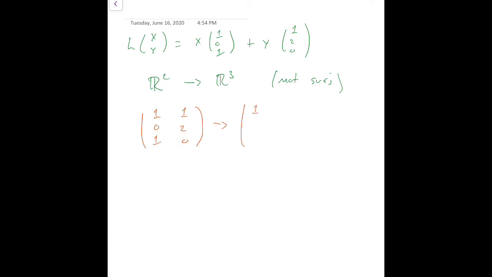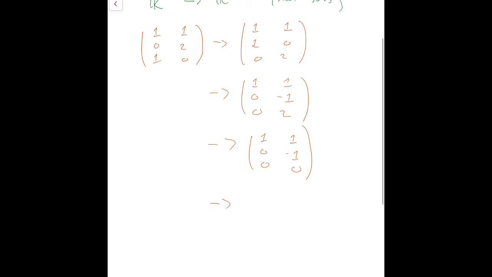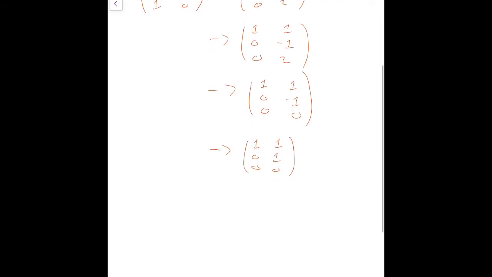So I need to swap the second and third rows. Okay, I'm going to subtract row 1 from row 2. Now I'm going to add 2 times row 2 to row 3. And finally I'm going to multiply row 2 by minus 1. Okay, so no free variables. So it's injective.